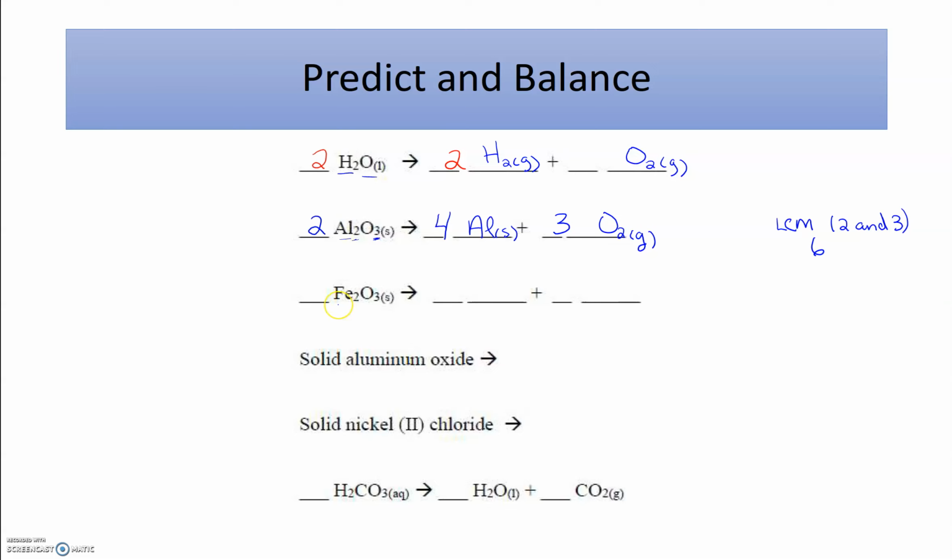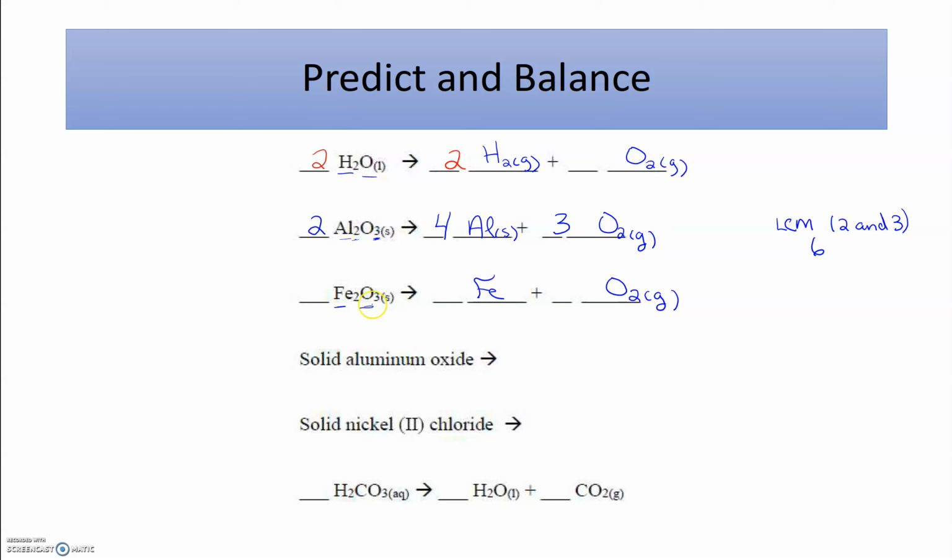Here I've got an iron oxide, and it looks like it is iron(III) oxide. And so I've got both iron and oxygen here. So my products are going to be iron, and my other product will also be oxygen gas. And I'm going to balance oxygen first this time.